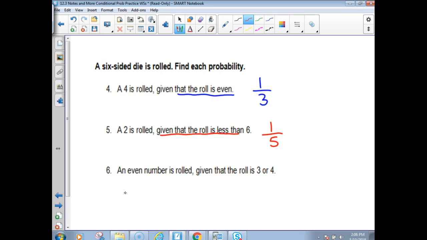Pretty easy. Probability an even number is rolled given the roll is a 3 or a 4. 3 or a 4, there are 2 numbers. One is a 3, one is a 4. Add them together, you get 2. Remember, or means to add. And then probability that it's even would be only one of those is even.